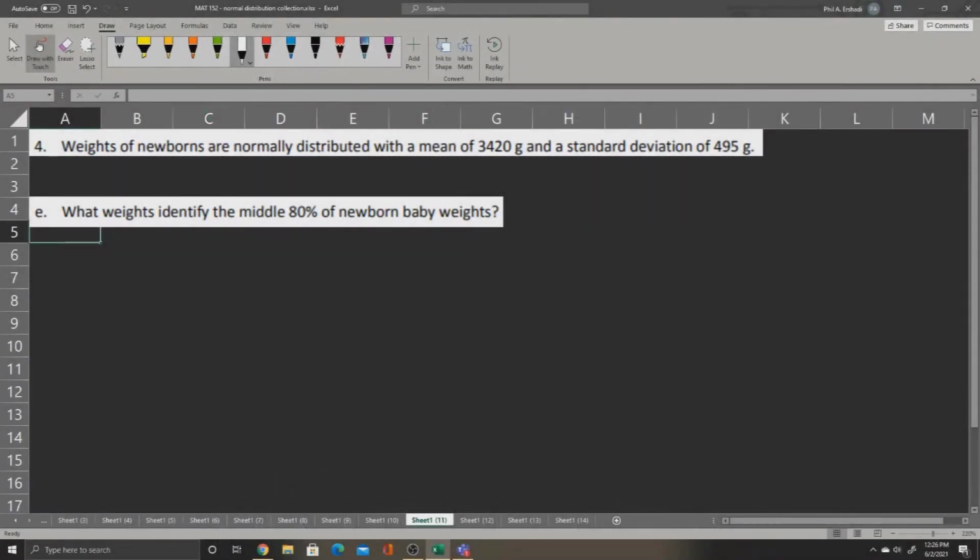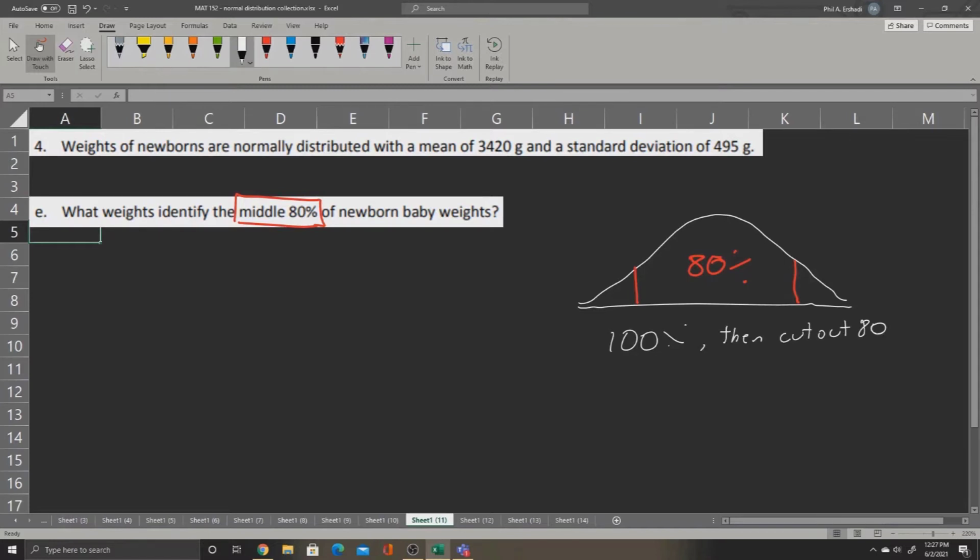Now we are being asked what weights identify the middle 80% of newborn baby weights. We'll have to do a little drawing to get this one. If you're being asked about the middle 80%, what we'll do is cut part off the left and part off the right. In the middle, we'll write 80%. So we're taking 100% of the bell curve and then cutting out 80. And this 80% will be located in the middle.